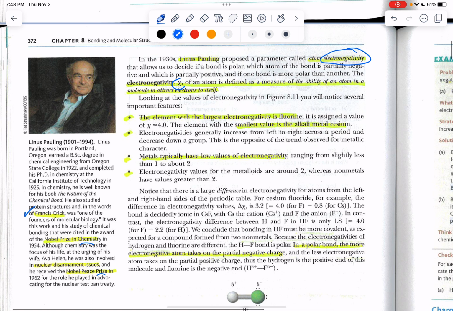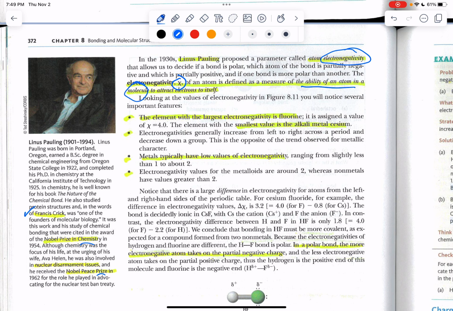It is denoted by this Greek symbol right there, chi, and it's the measure of the ability of an atom, not to anthropomorphize atoms, that they have some type of ability, but maybe the tendency or the inclination, that also sounds funny, of an atom in a molecule to attract electrons to itself. So notice that the context of electronegativity is always within the molecule. It's never a reference to the atom in isolation, which is going to make some important conclusions a little bit later.